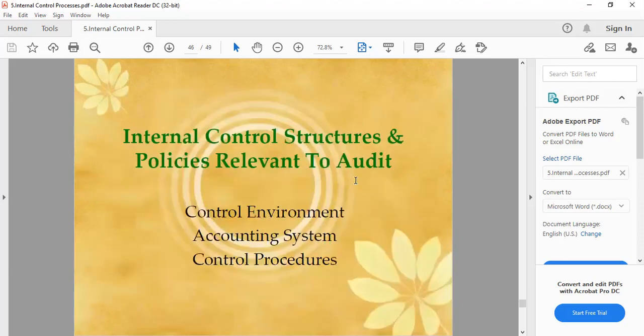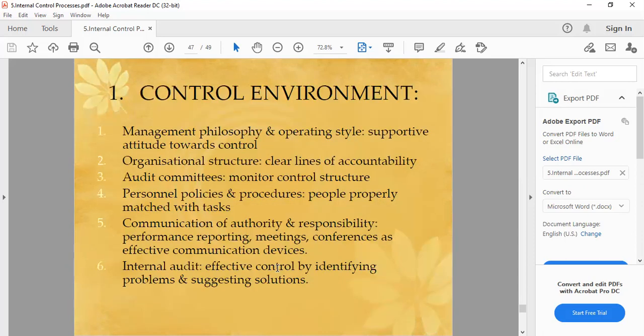Then in addition, this is now sort of an additional discussion, because we're done with the 5 interrelated components of internal control. So we have internal control structures and policies relevant to audit: control environment, control procedures and activities, and then our accounting system. So as part of control procedures. Now for the control environment, we have the following examples. So we have these areas that we can look into. But we have already discussed these, so we can just go over the examples.